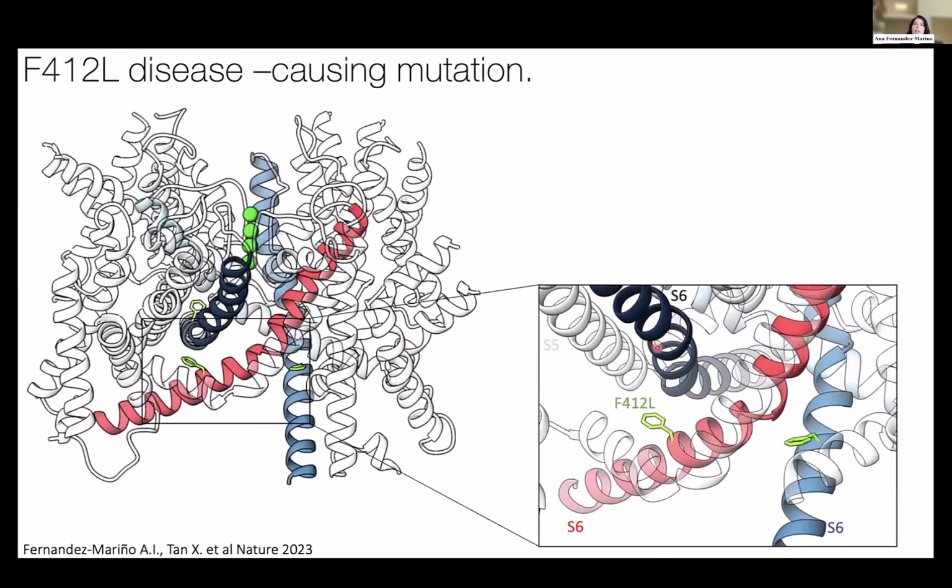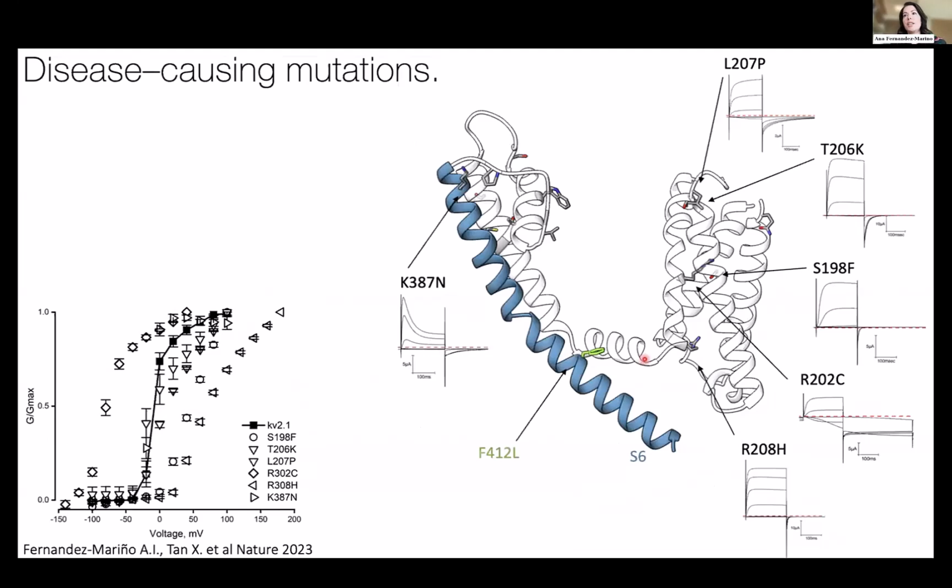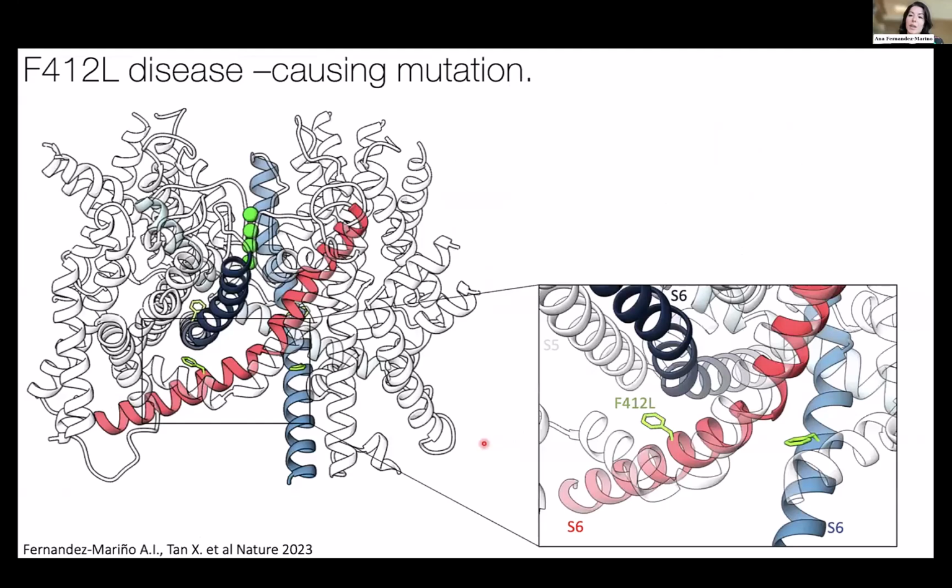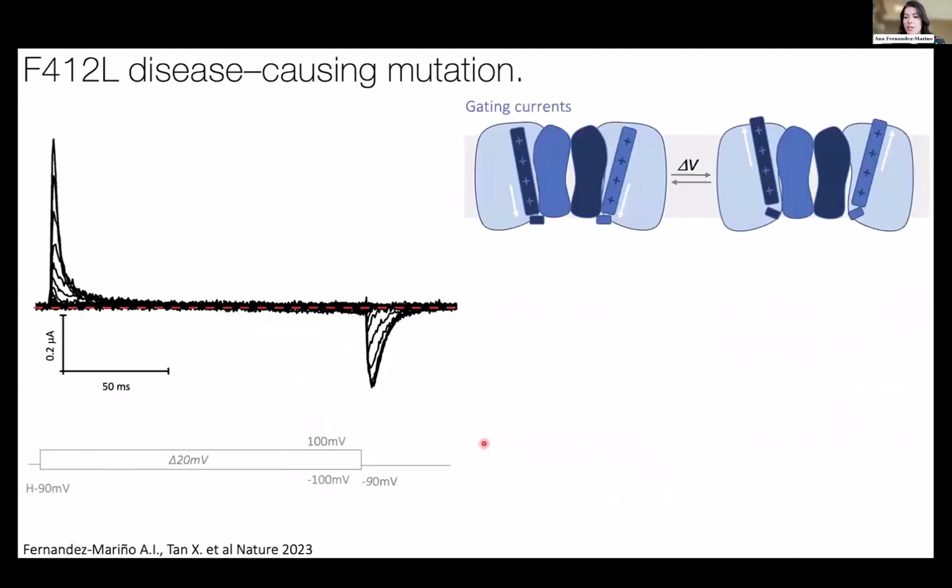If you look within the tetramer, it's right down there looking towards the voltage sensor domain of this subunit, pointing away from the permeation pathway. Here in the zoom in, you can see how it's also looking towards the pore domain of the neighbor subunit. You saw before that I showed you traces for the other disease-causing mutations, but I didn't show you traces for this one. The reason is that I couldn't get ionic currents with this mutant. I only got gating currents.